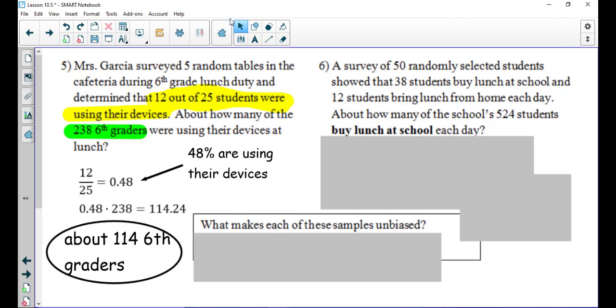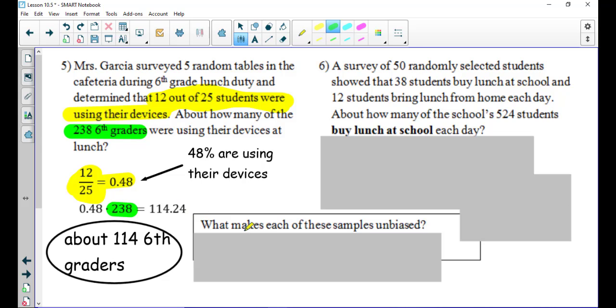What I did was I took my sample, which is that 12 out of 25 who were using their devices, and I did 12 divided by 25, which got me 0.48. That's from my sample. What that tells me is that 48% are using their devices. And then I multiply that by the population size, which was 238. I got 114.24.